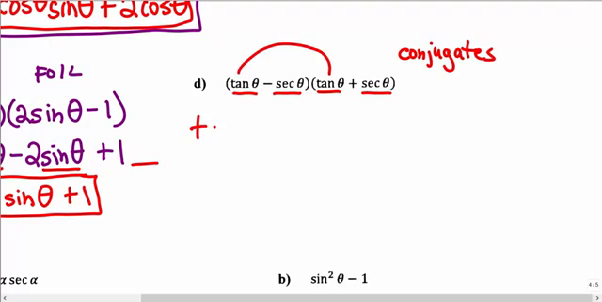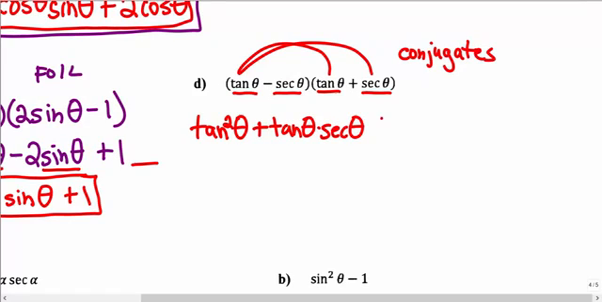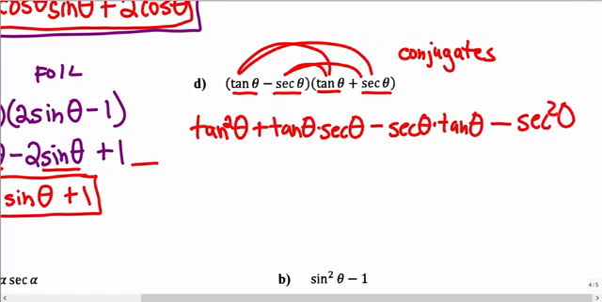First times the first, so we're going to FOIL. You get tangent squared theta, outer times the outer, plus tangent theta times secant theta. Inner times the inner, we get minus secant theta times tangent theta. And then minus, last times the last, we get minus secant squared theta.